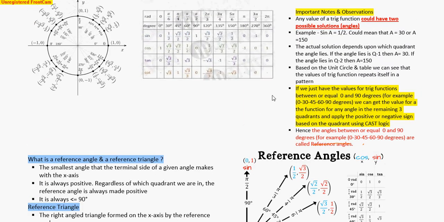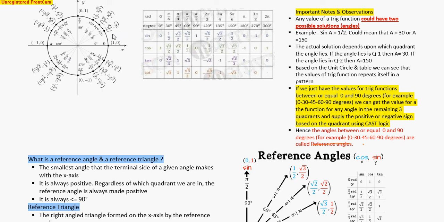So a reference angle is any angle that falls within the first quadrant, having a value between 0 and 90, both included, like I mentioned here. It is always less than or equal to 90, and it is always positive, because we don't have to worry about whether it's positive or negative. Once we get the value and we apply the CAST logic, we can figure out the angle. The CAST logic will tell you whether it's positive or negative, so you don't have to really worry about the sign of the reference angle.